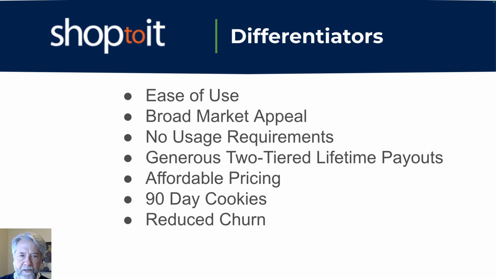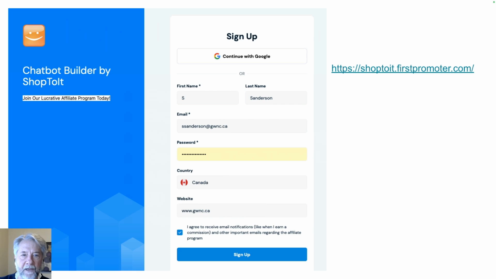And with our tool, it's a little different than many that are out there, particularly in digital marketing, because this is just simple. You don't need to train your affiliates. It's very simple. In fact, they would watch this video and start. And we have a very broad market appeal. So almost every business is going to require chatbots. There's no usage requirements. You don't have to use the Chatbot Builder software in order to be an affiliate. It's affordable, 90-day cookies, and it's very sticky. And we'll talk about that in a minute.